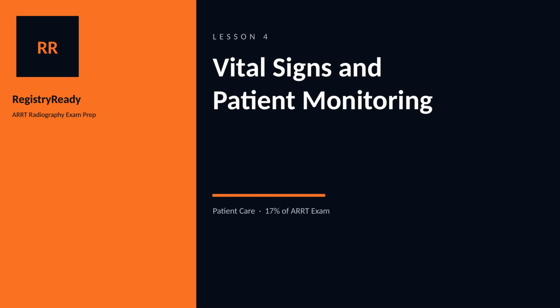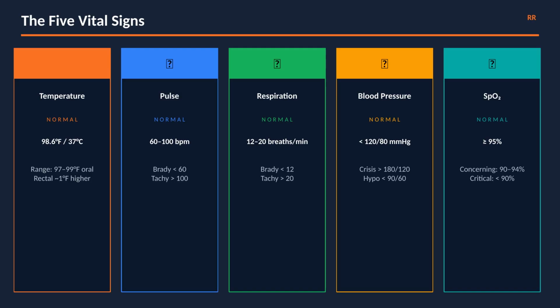Lesson 4 covers vital signs and patient monitoring. These are skills every radiographer performs before and during imaging, and the ARRT tests them heavily. Knowing your normal ranges, recognizing critical values, and knowing when to stop and escalate. That's what this lesson is about. Let's get into 5 vital signs.